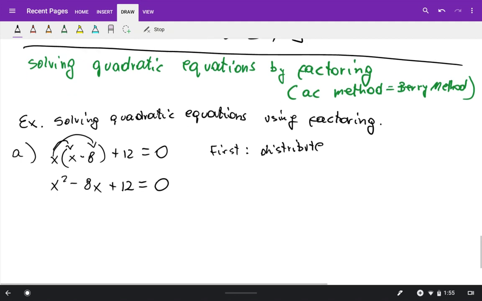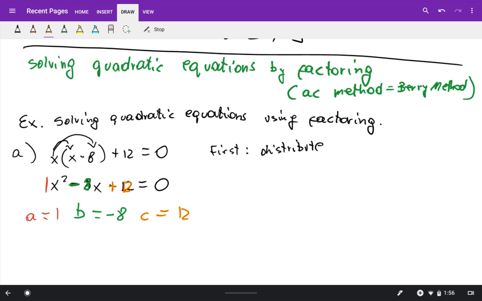And now I'm going to explain the AC method, okay? So you still want to label what is A. A is the coefficient in front of x squared, which is 1. You still need to know what is B. B is the coefficient in front of x, which will be negative 8. And you still want to label what is C. C is the number which stands by itself, which will be positive 12.